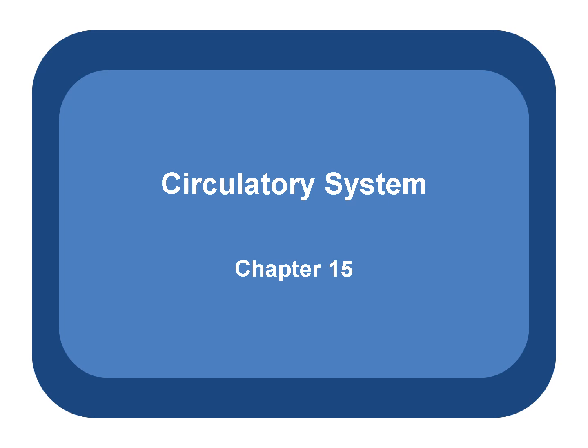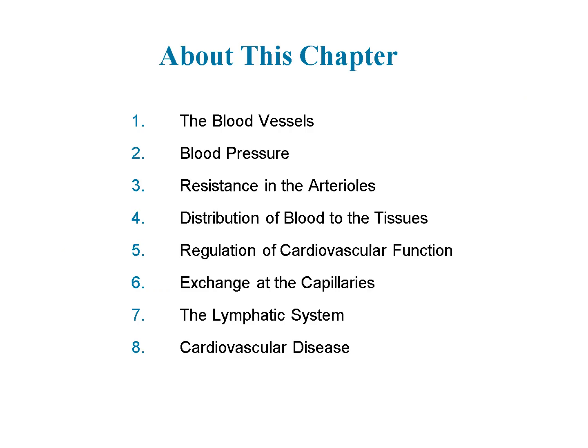Chapter 15, the Circulatory System. In this chapter, we will explore the essential components of the cardiovascular system and how they work together to sustain life. We will begin by examining the blood vessels, the intricate network responsible for transporting oxygen, nutrients, and waste throughout the body. Next, we will discuss blood pressure, how it is regulated, and why maintaining a healthy blood pressure level is vital for cardiovascular function.